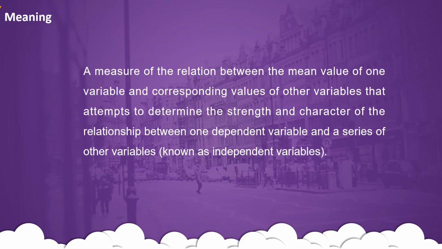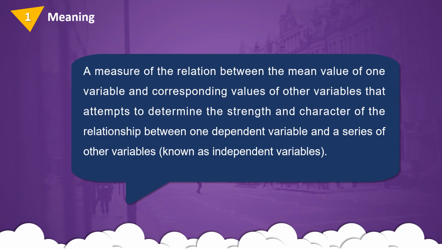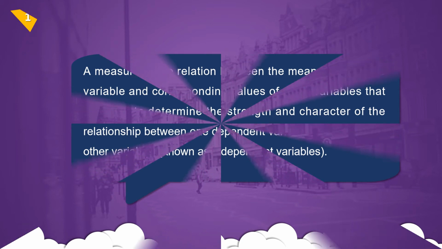It is a measure of the relation between the mean value of one variable and corresponding values of other variables that attempts to determine the strength and character of the relationship between one dependent variable and a series of other variables generally known as independent variables. This regression is a statistical method that helps us to analyze and understand the relationship between two or more variables of interest. Let's see the definition of regression.